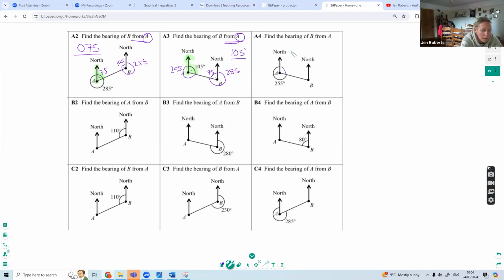What's this one? 360 minus 255, 105. These two add up to 180, 75. Take away from 360, 285. We want B from A, so we're going from A, A's here, north, clockwise, 105 is my answer.